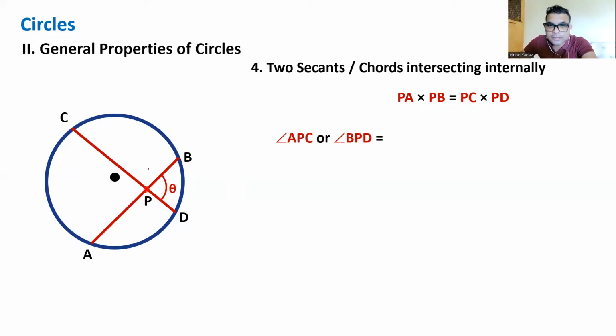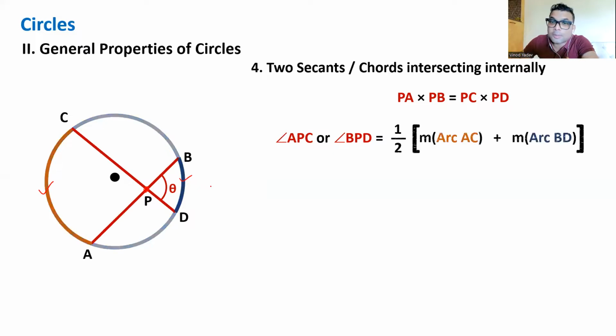Second is about angles. So angle BPD or APC, both are the same because they are vertically opposite angles. Again, they have enclosed two arcs, AC and BD. So now it will be the sum of the measures of both the arcs, and half of that. If the point is outside, friends, the angle will be lesser, so subtraction. If the point is inside, the angle will be bigger, so hence plus. Something like this you can remember. So alpha plus beta divided by 2.